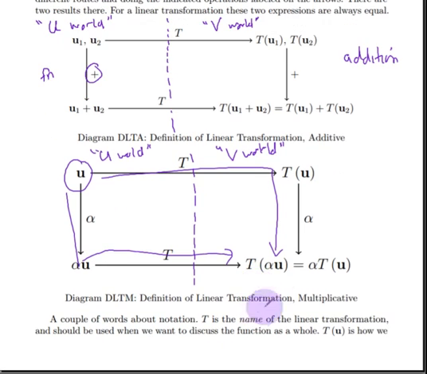This sort of thing is called a commutative diagram, and you see this a great deal in higher algebra.